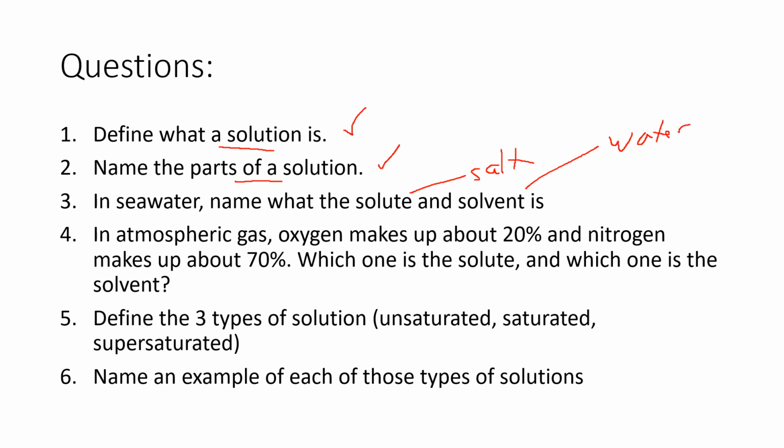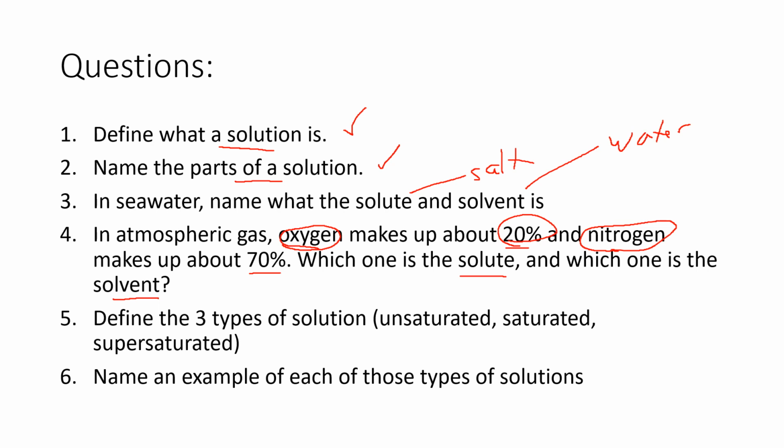In atmospheric gas, oxygen makes up about 20% of it, nitrogen makes up about 70%, the missing 10% is made up of other things. Which gas is the solute here and which one is the solvent? Oxygen is a solute because it makes up less of the gas. Nitrogen is the solvent because it makes up more, and that's that.